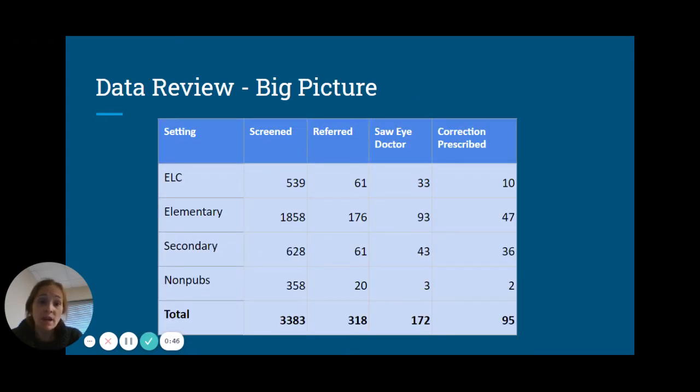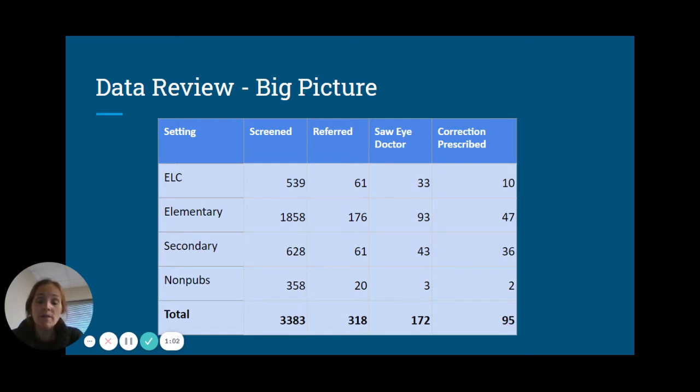This is our district data for the number of students screened. However, when I analyzed the data, I only looked at elementary and secondary students in our public schools. I didn't include Early Learning Center students because we did not complete visual acuity screening as part of our mass screening. We only used the Spot.